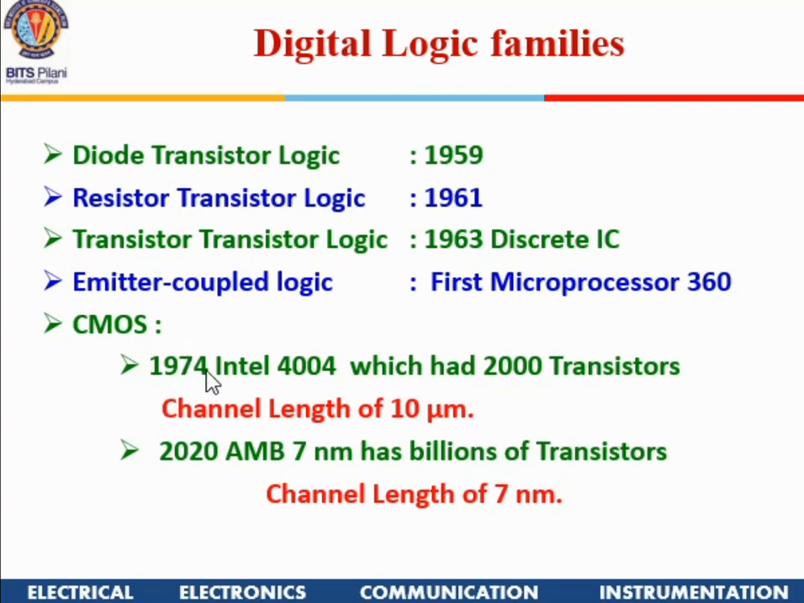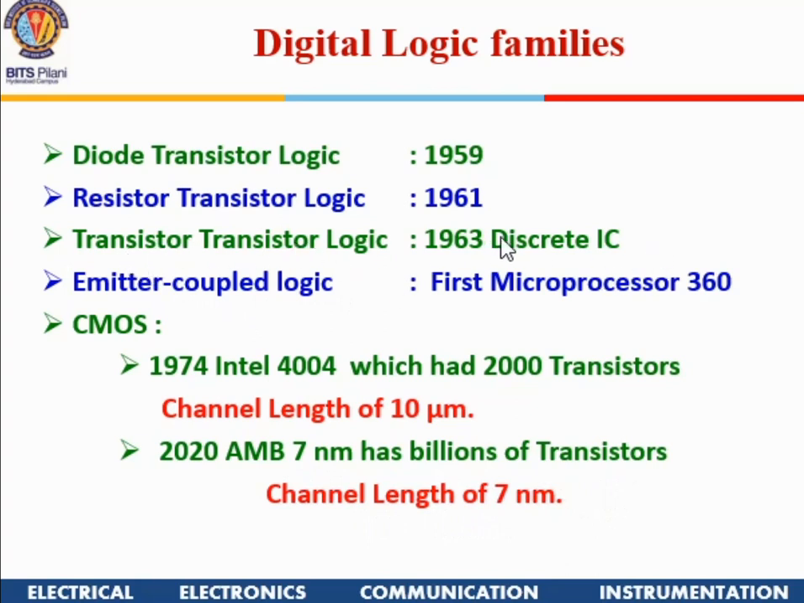It's not that we are using the same CMOS technology. In 1974 an Intel 4004 chip was launched, which had only 2000 transistors in it, and the device had a 10 micrometer channel length. As of now, in 2020, we are working on 7 nanometer transistors. Intel has not come out with 7 nanometer, but other companies have come out with 7 nanometer chips, and there are billions of transistors in a chip. This is just to give you a rough idea of the digital logic families.